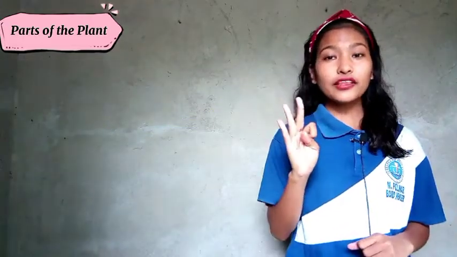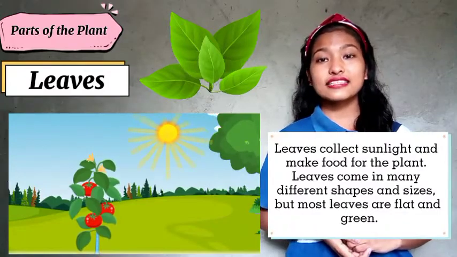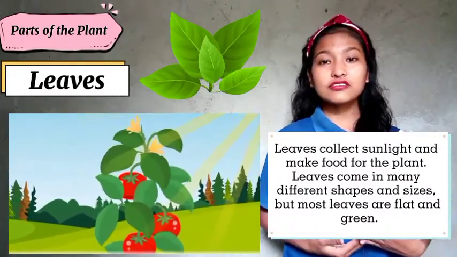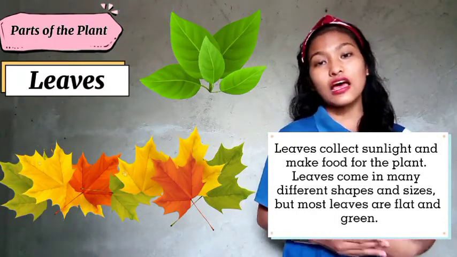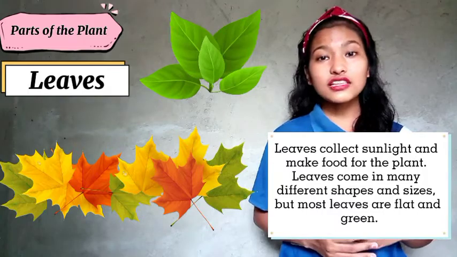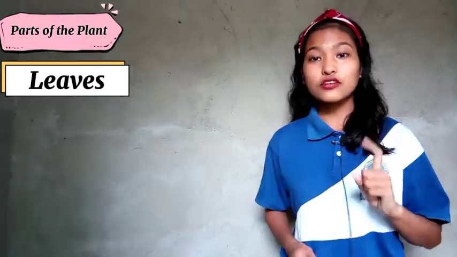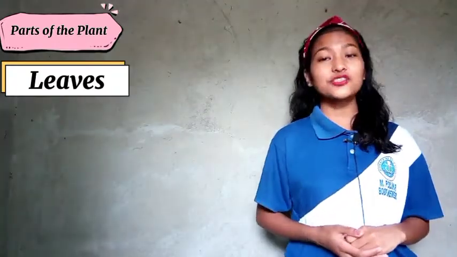The third part of the plant is leaves. Leaves collect sunlight and make food for the plant. Leaves come in many different shapes and sizes, but most leaves are flat and green. Some examples of leaves that we usually eat are mint and spinach.